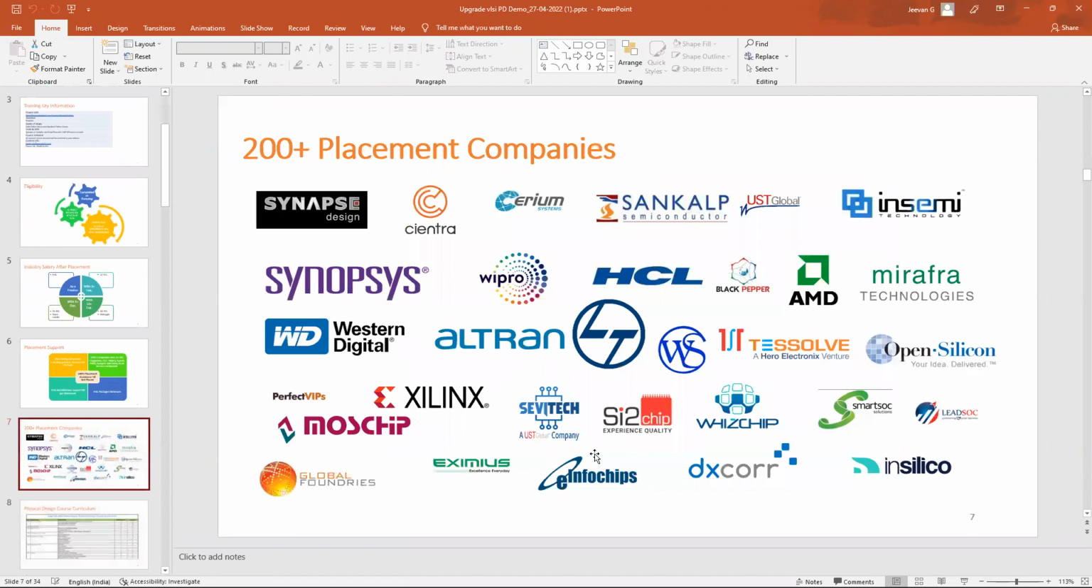Here are some of the companies, a combination of service-based, product-based, and some startups as well. For all these companies, we are going to recreate the interview environment so that we can conduct mock interviews. Only then can you get rid of your fear, get enough knowledge, and get enough courage to crack a job.